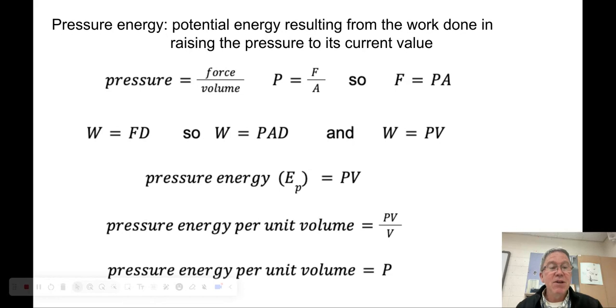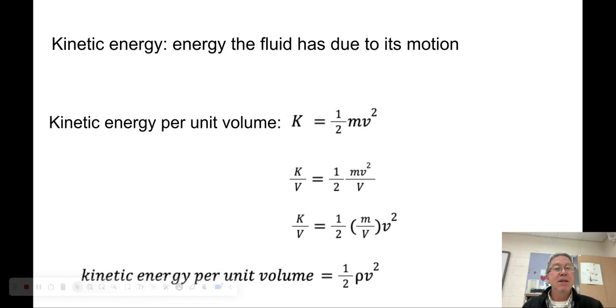Now, let's do the same thing with kinetic energy. So kinetic energy is the energy a fluid has because of motion. I'm sure that's not surprising to you. As always, K is equal to 1/2 mv squared. Now, we're just going to say, well, what is it per unit volume? So kinetic energy per unit volume would be 1/2 mv squared per unit volume. But now look what happens. I have m over V, and m over V is just density. So I could say that the kinetic energy per unit volume, that K that I'm going to use in this equation, is just 1/2 density times velocity squared.